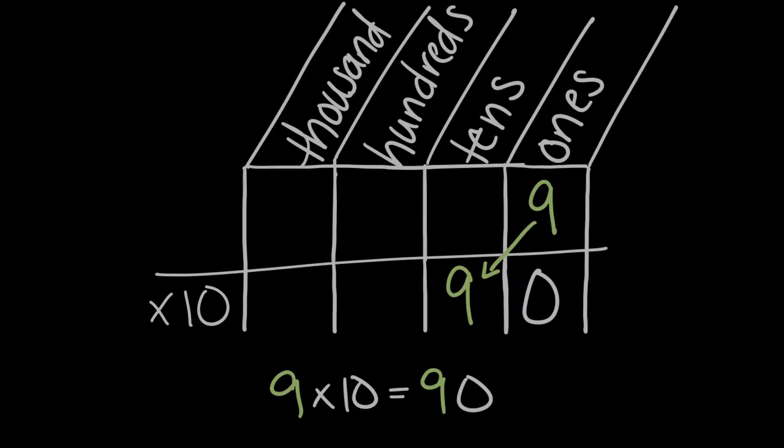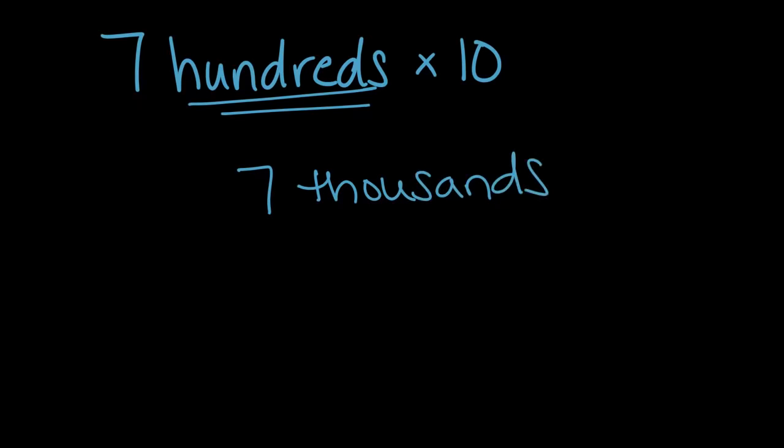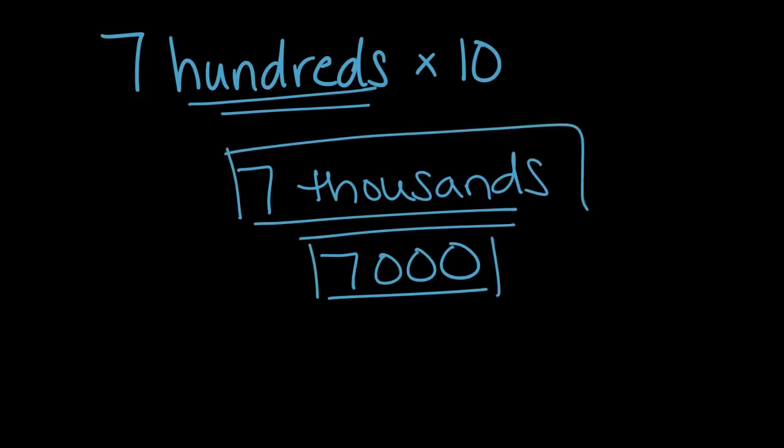We're looking at it in terms of place value, and multiplying by 10 moved every digit one place value to the left. So if we do that with this same question, 7 hundredths, if we move hundreds one place value to the left, we'll end up with thousands. So 700 times 10 is 7 thousands. Or as we saw earlier, 7,000. So either one of these is a correct answer. 700 times 10 is 7,000.